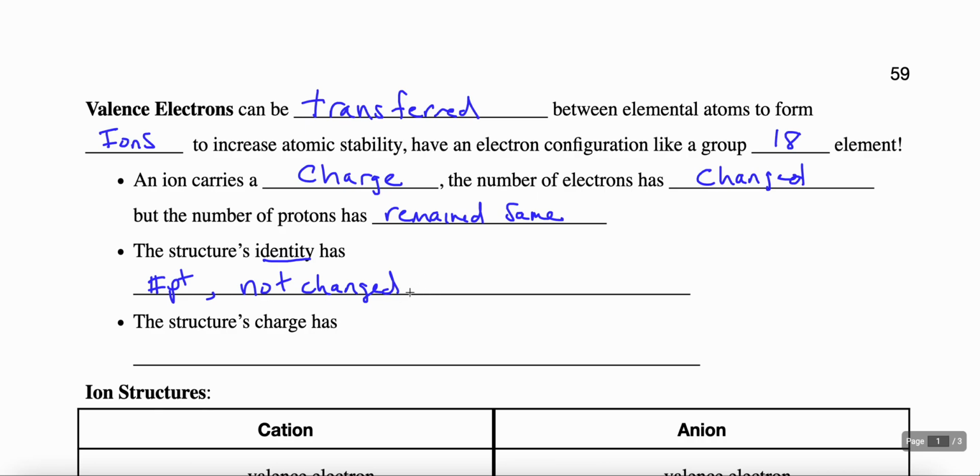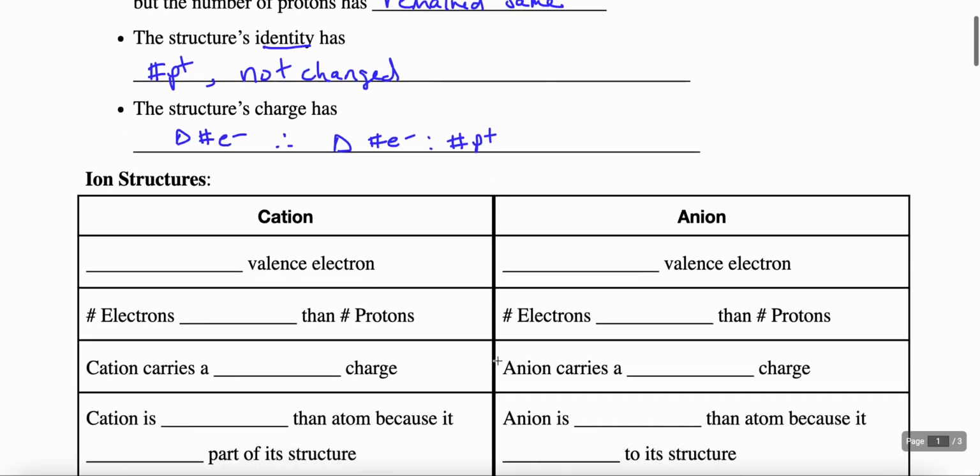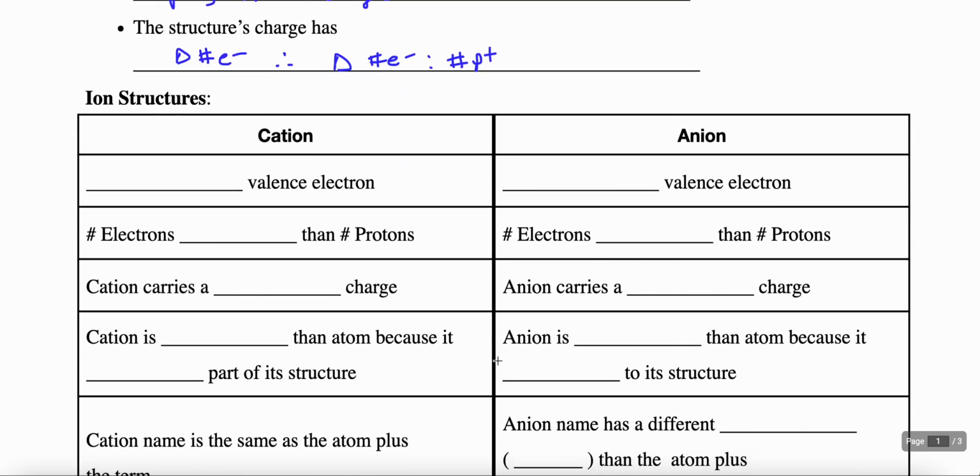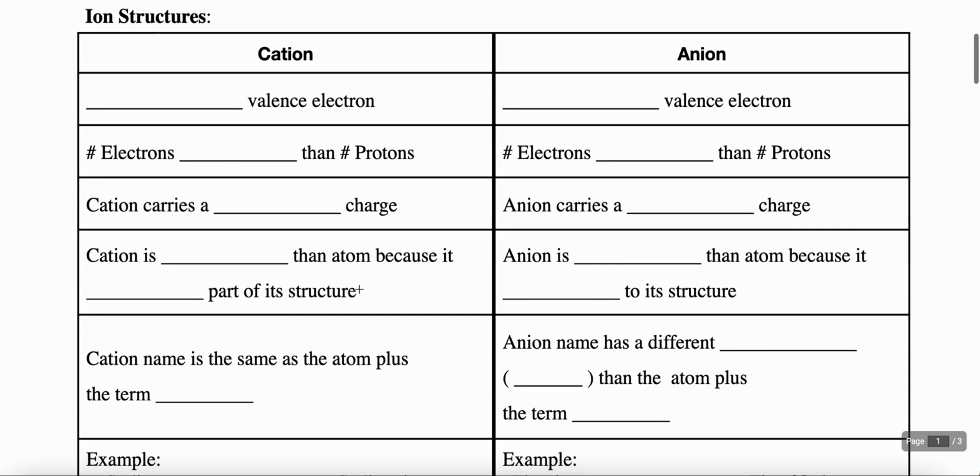So if you change the protons, you change the identity. But the structure's charge has changed. It's no longer neutral. So the structure's charge has changed because there's a change in the number of electrons, so therefore, there's a change in the number of electrons to protons. And whichever count is greater will determine the overall charge of the structure. So we have two types of ions, which we have talked about: the cation versus the anion.